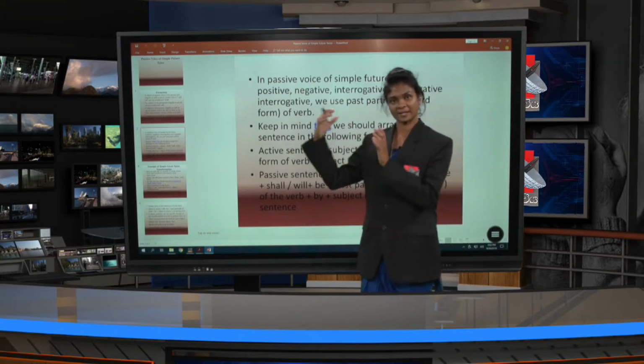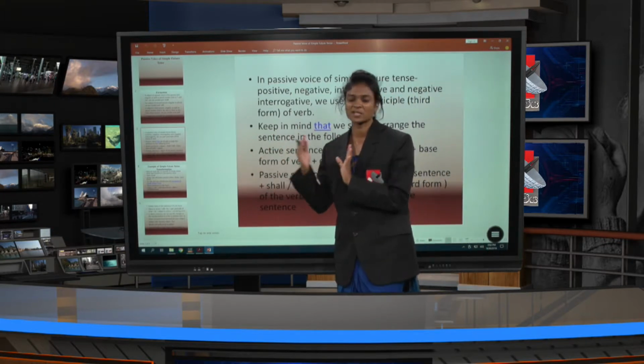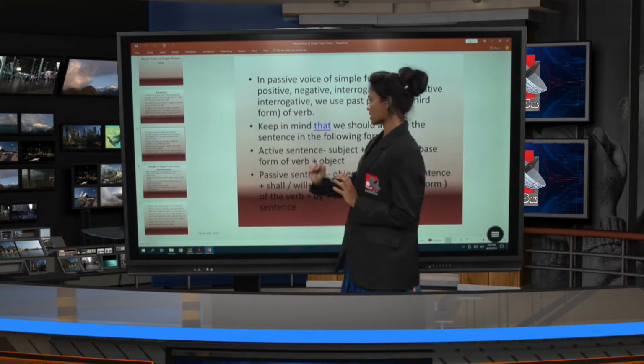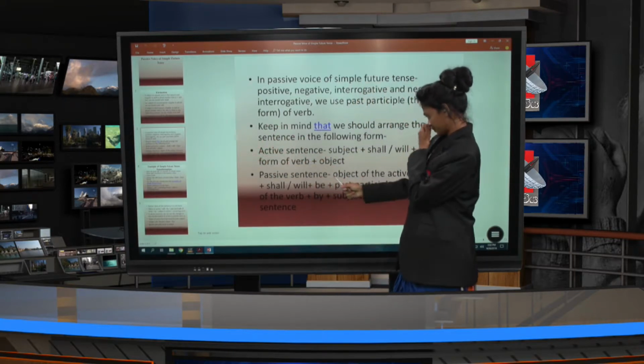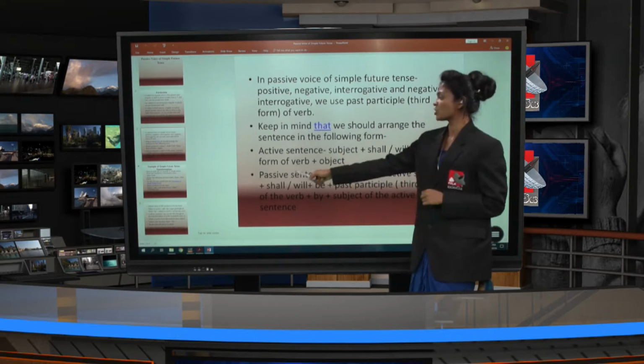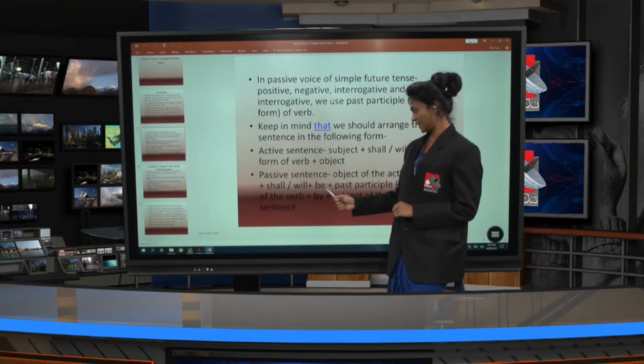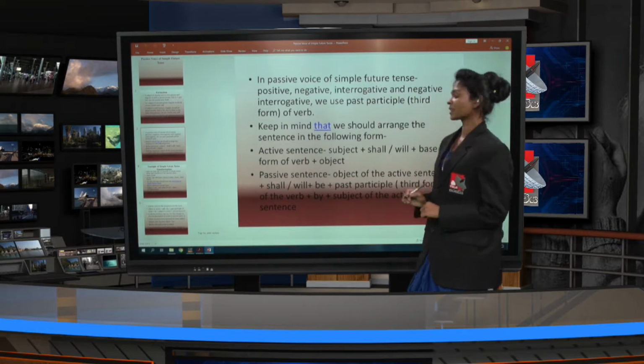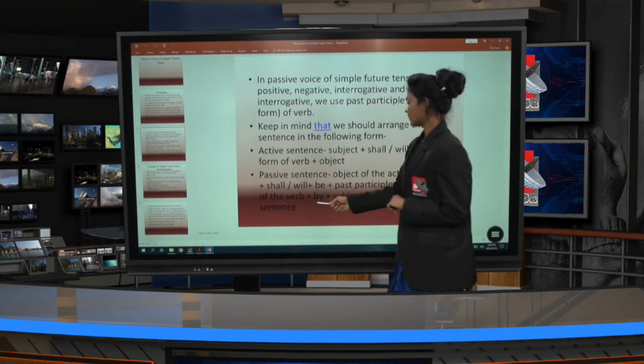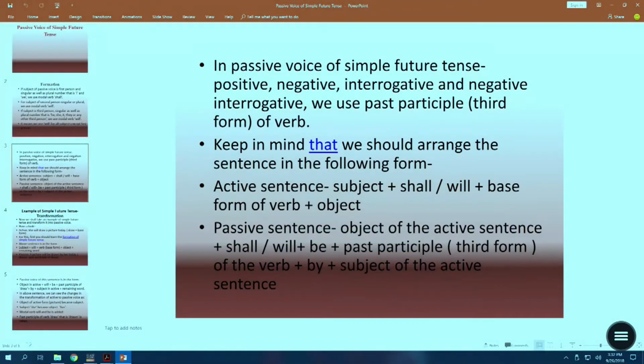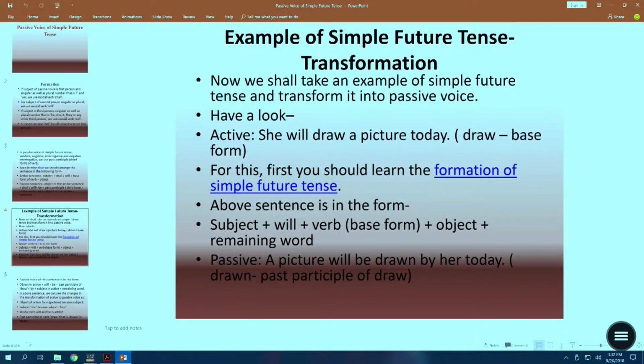arrange the sentence in the following form, right? How? The acting subject, it's the real object of the active voice, right? Then object of the active sentence, shall or will plus be, then past participle, third form of the verb. Then by plus subject of the active sentence. Now, we will look at some examples of future tense transformation to passive voice, right?